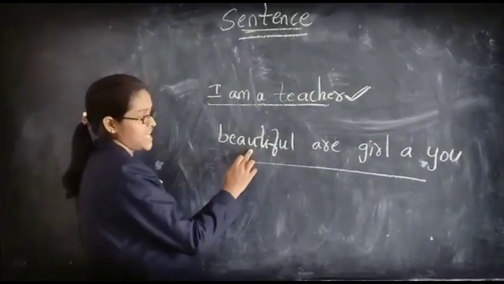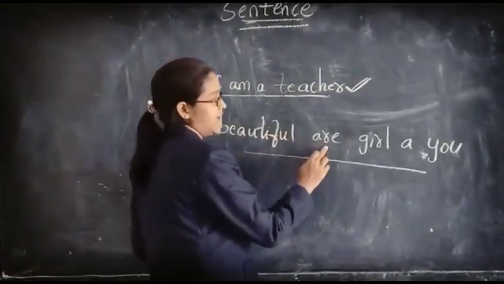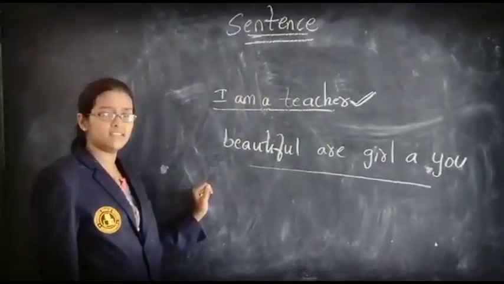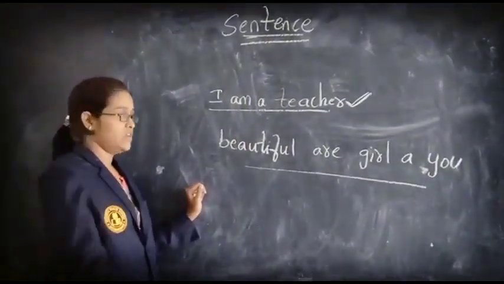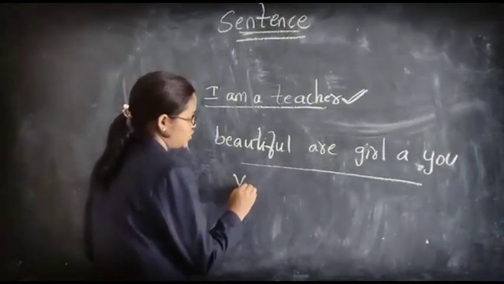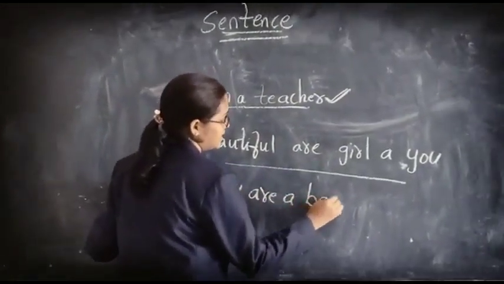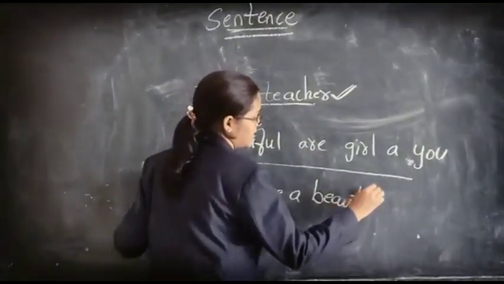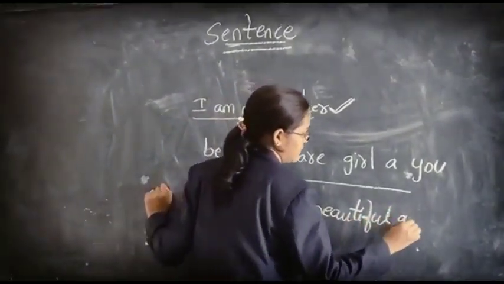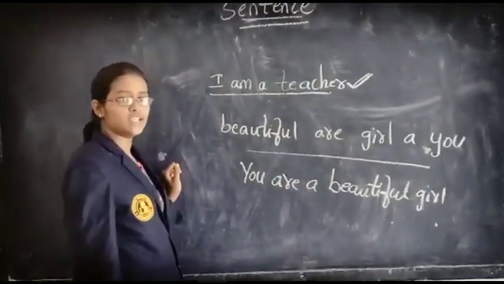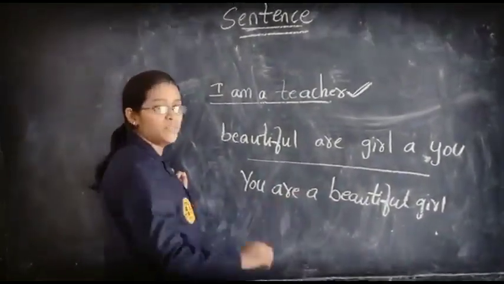What is the first word I have written? Beautiful, girl, a, you. This is not a complete sentence. It is not giving any meaning. So what is the correct sentence? You are a beautiful girl. So now this is a sentence. It is giving a complete meaning to us. Yes, it is giving a complete meaning.